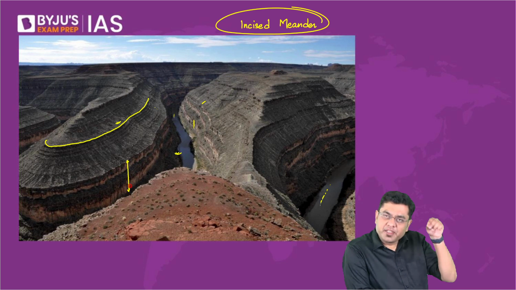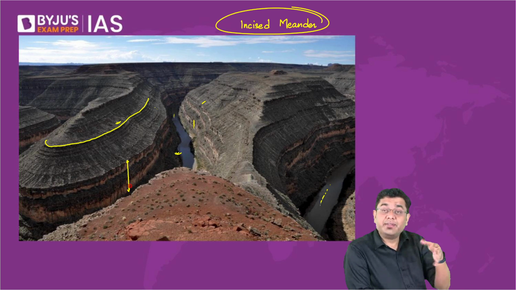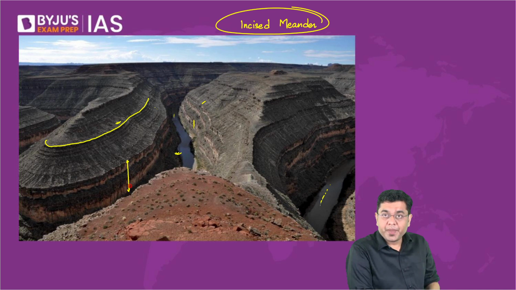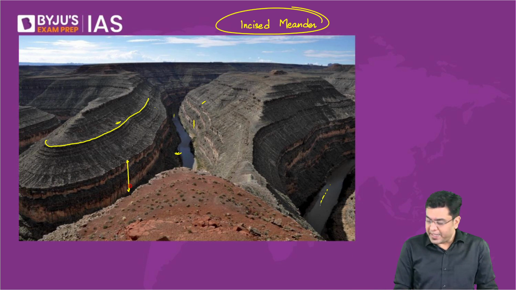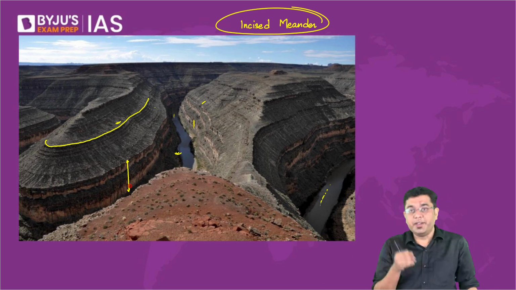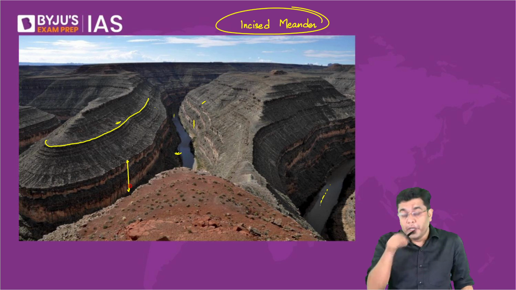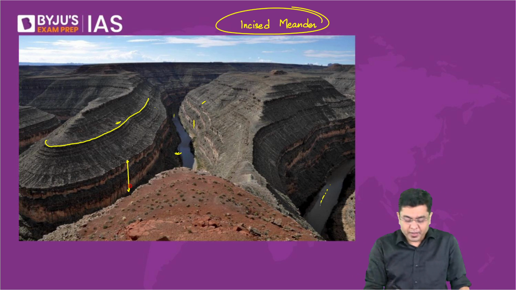Incised means something which has been entrenched there, something which has been put there. So it gives you an appearance as if someone has artificially put the meandering region in that area. Okay, so that is why it is referred to as incised meander. Incised is derived from the term incision, when you make a kind of a cut, right?